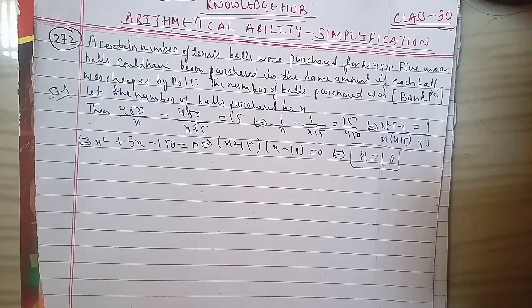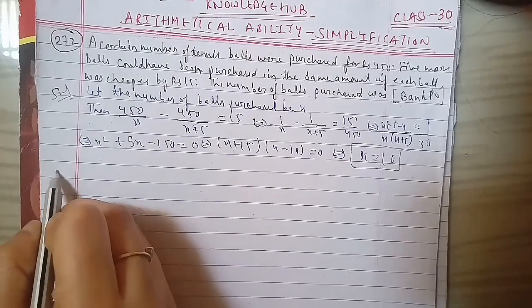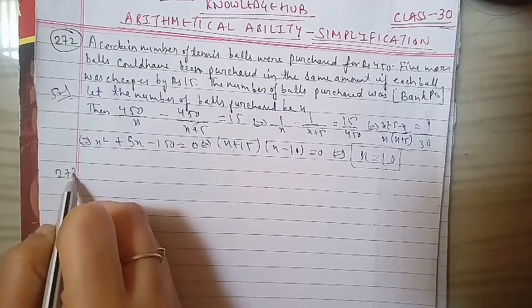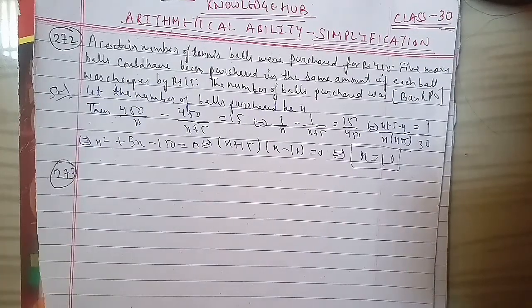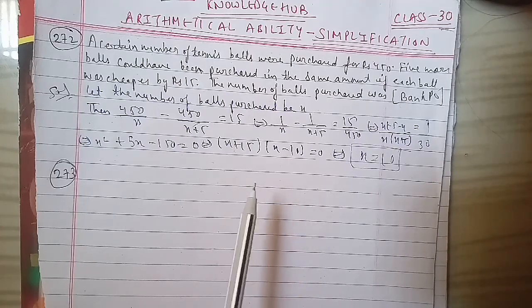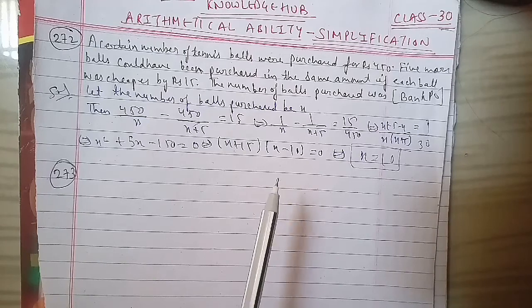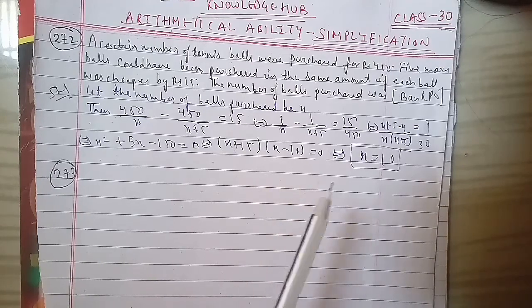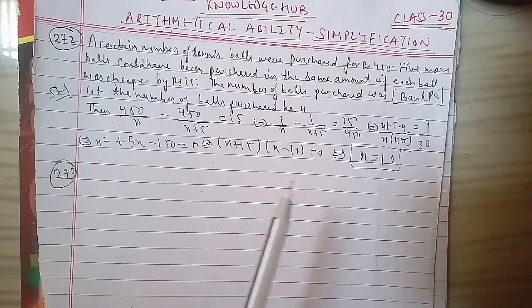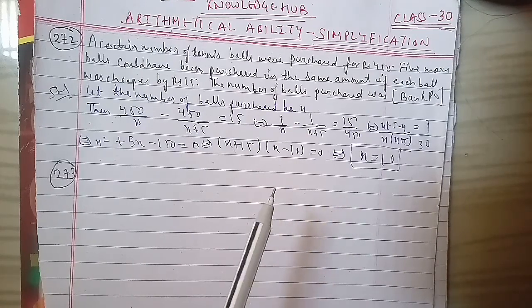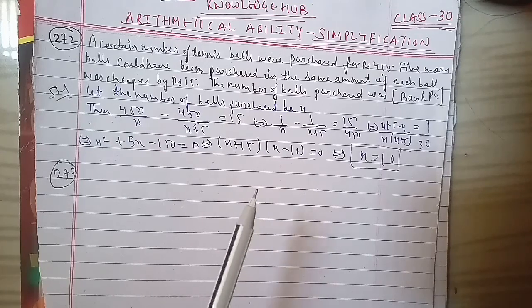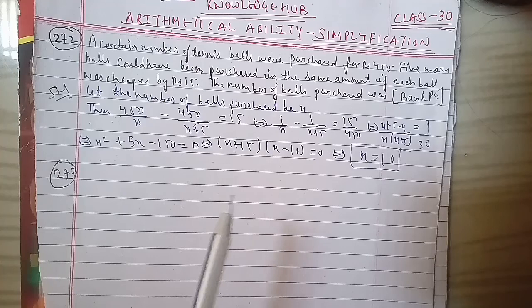Now we'll go ahead with another new question, the 273rd question of the session. The question states that a piece of cloth costs rupees 35. If the length of the piece would have been 4 meters longer and each meter cost rupees 1 less, the cost would have remained unchanged. Then how long is the piece? The options are 9 meter, 10 meter, 12 meter and 14 meter.